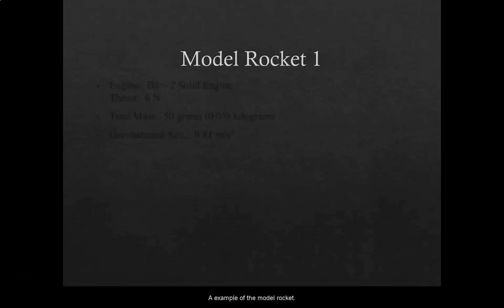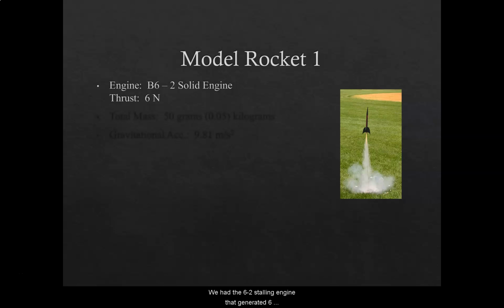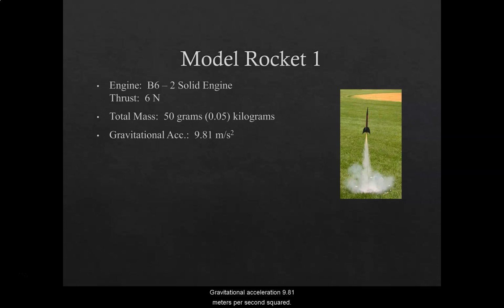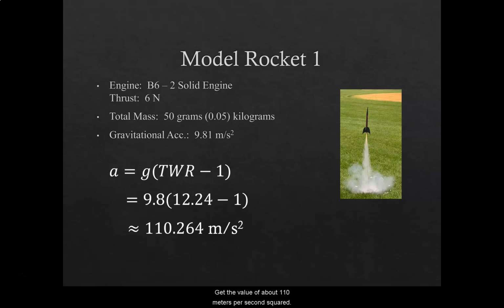So when we had an example of the model rocket, we had the B6-2 solid engine that generated 6 newtons of thrust. It had a mass of 50 grams or 0.05 kilograms, and the gravitational acceleration was 9.81 meters per second squared. With these numbers, we showed the thrust to weight ratio was 12.24. So if we plug that value into this equation for the initial acceleration, we get the value of about 110 meters per second squared. And that is why a model rocket launches so rapidly. It's mostly because the weight of a model rocket is usually pretty low, a few dozen grams at most typically.